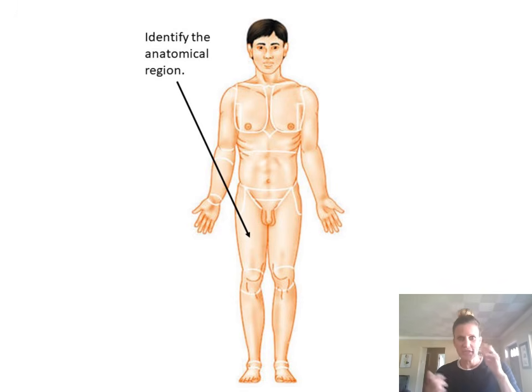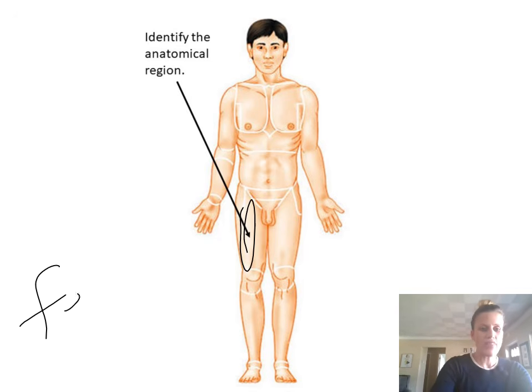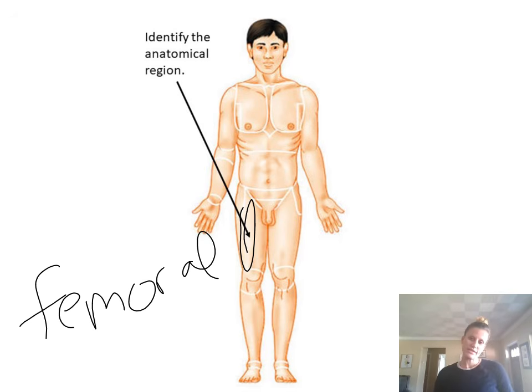Wow, kind of changed gears. Identify this anatomical region. So this is referring to this top part of the leg right here, and that is femoral. The bone that's there in the thigh is the femur. So femur, femoral, that's the femoral region.